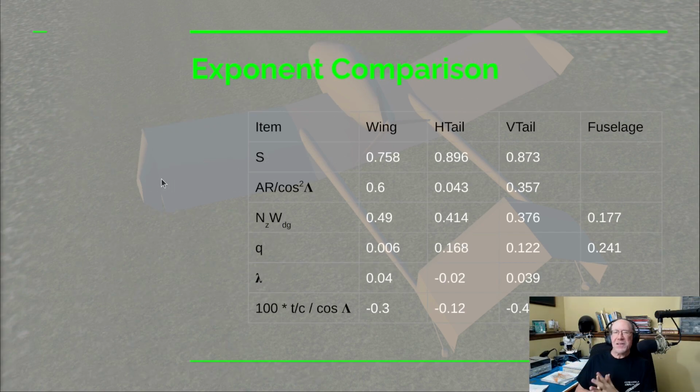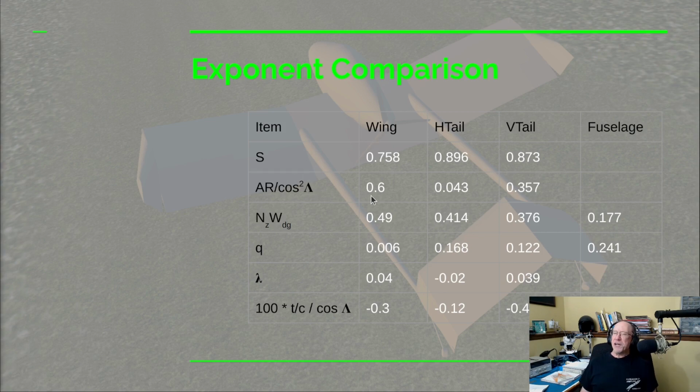Okay. Now here's something that I found interesting, which is comparing the exponents for the wing, vertical tail, and horizontal tail. So for example, on the surface area, looking at these components here, wing, horizontal tail, and vertical tail, it's interesting that for the horizontal tail, the surface area has a bigger impact on the weight than it does for the wing or the vertical tail. Although surface area for the vertical tail has more impact than for the wing. So I thought that was kind of interesting. So basically that means the skin is a fairly significant part of the weight for the horizontal tail and vertical tail, not quite as much for the wing.